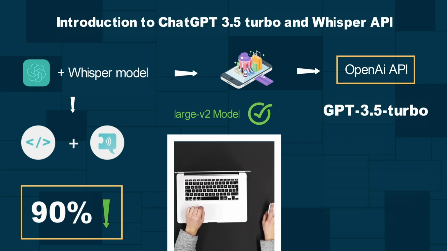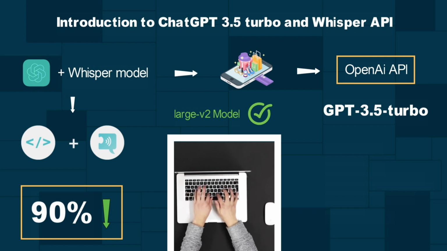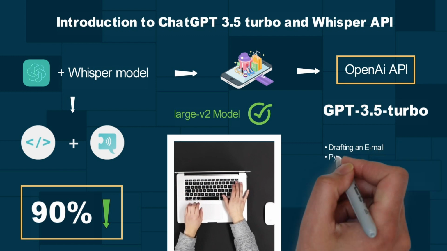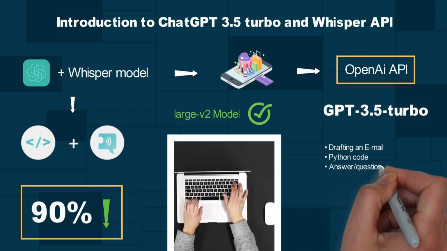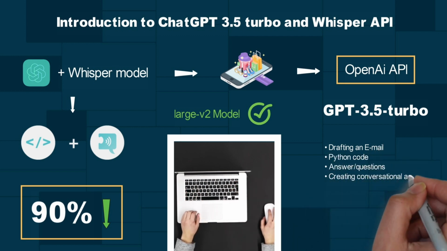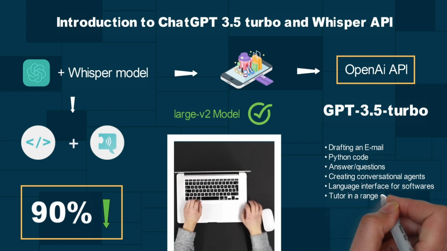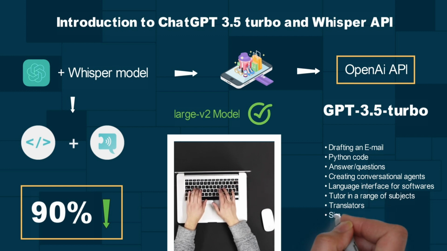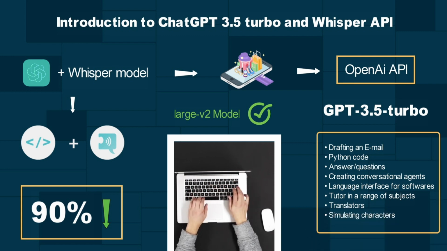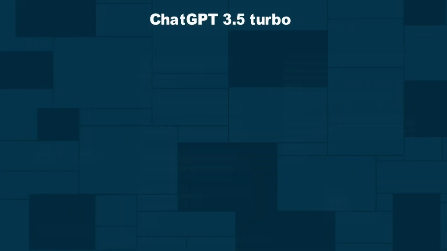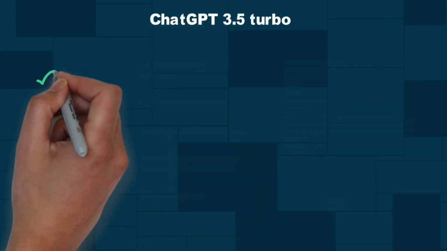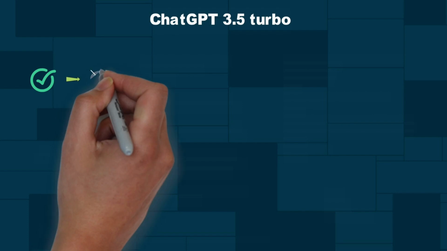Using the OpenAI API, you can build your own applications with GPT 3.5 Turbo to do things like draft an email or other piece of writing, write Python code, answer questions about a set of documents, create conversational agents, give your software a natural language interface, tutor in a range of subjects, translate languages, simulate characters for video games and much more. The ChatGPT model GPT 3.5 Turbo is the same model used in the ChatGPT product.